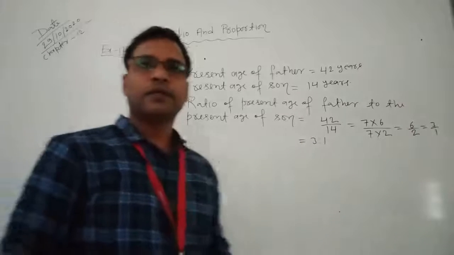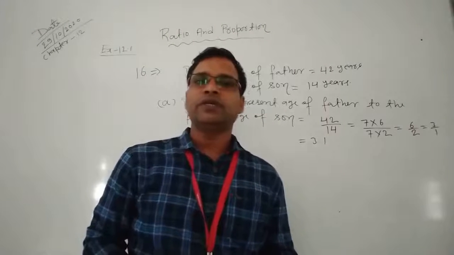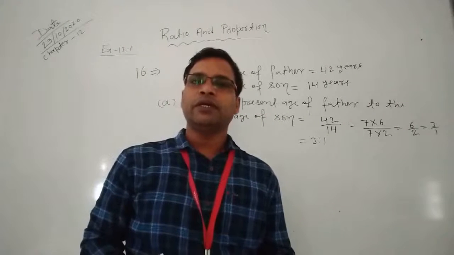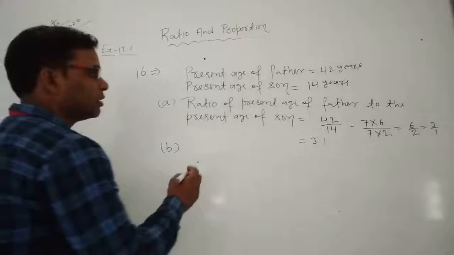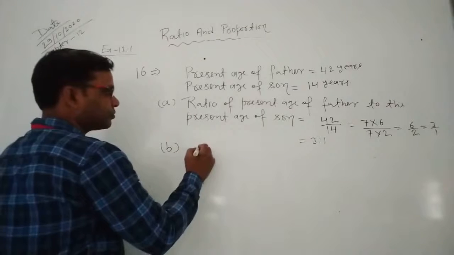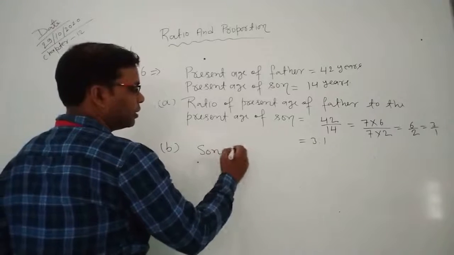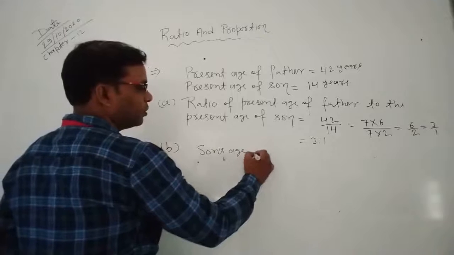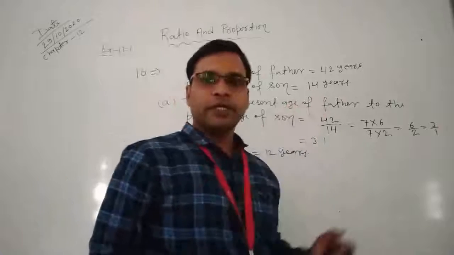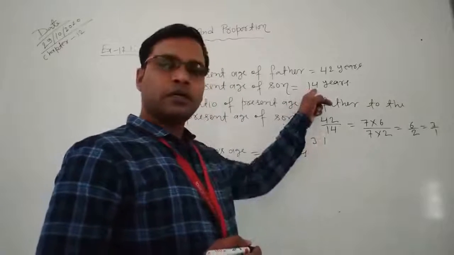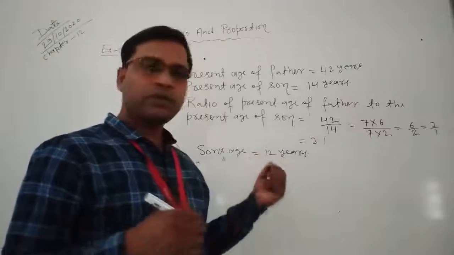What is the B part of this question? The B part of this question is the age of father to the age of son when son was 12 years old. So son's age is equal to 12 years. But at present time, son's age is 14 years. It means that this age is before 2 years.